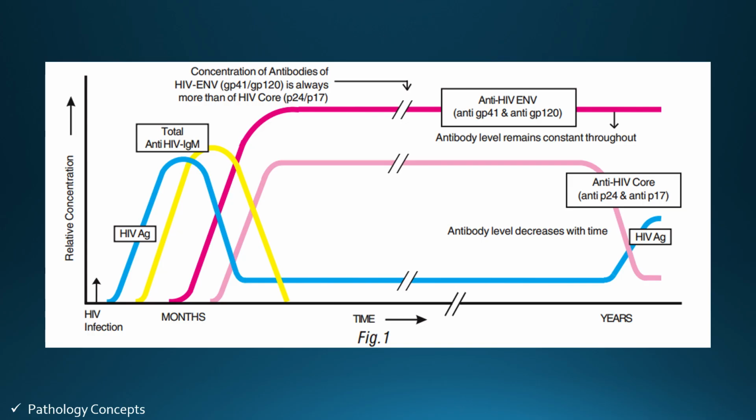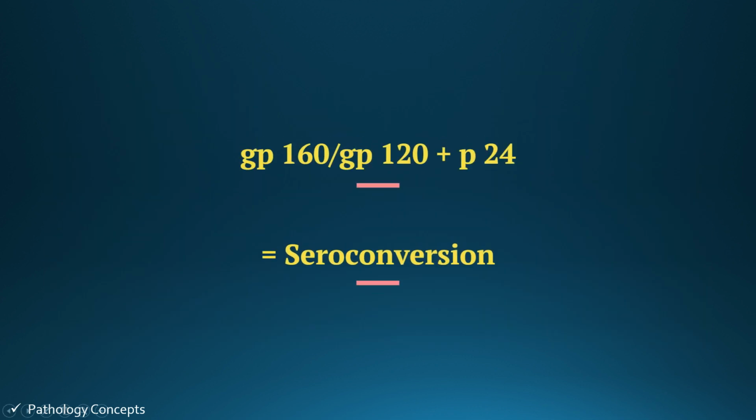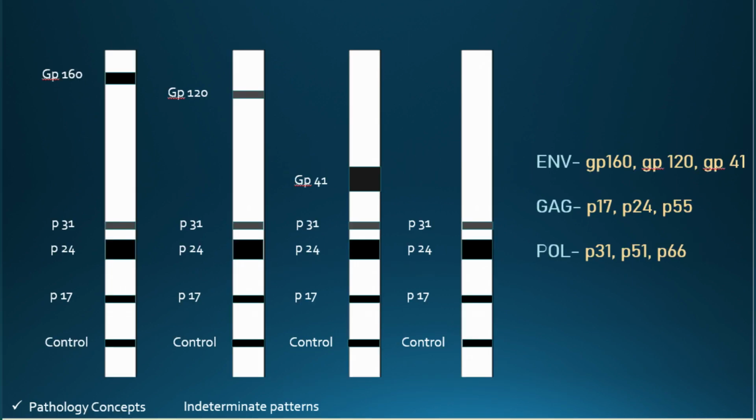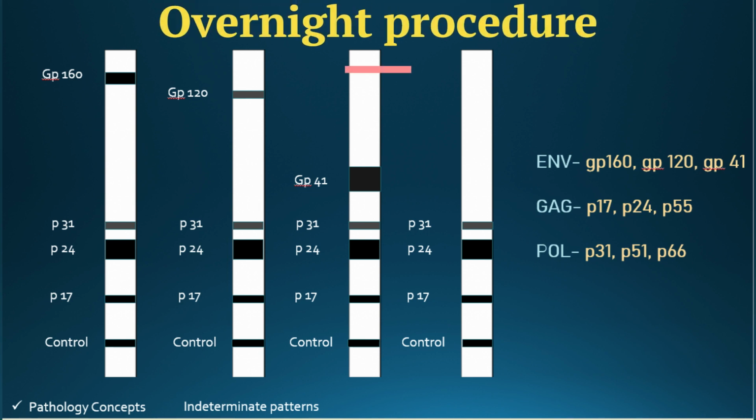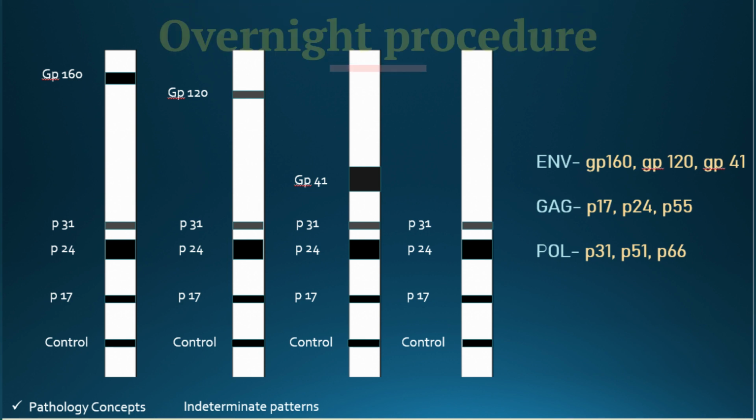Interpretation points. The HIV Western blot only detects antibodies and it can be negative in the window period. The presence of GP160 or GP120 plus P24 is a strong indication of seroconversion. Some serum samples, due to their specific characteristics, may give an indeterminate result using the 1-hour testing procedure. Such samples must be retested on the overnight procedure to know the exact result of the sample.